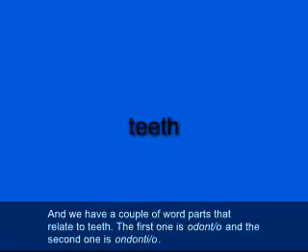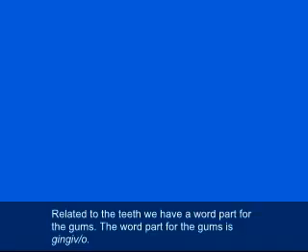Now the next term is teeth, and the teeth are of course part of the mouth, and we've got a couple of word parts that relate to teeth. The first one is odonto, O-D-O-N-T/O, and the second one is odontio, O-D-O-N-T-I/O. Related to the teeth, we have a word part for the gums. The word part for the gums is gingivo, G-I-N-G-I-V/O.